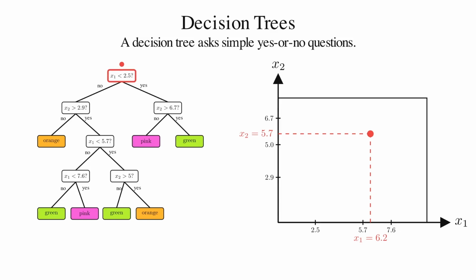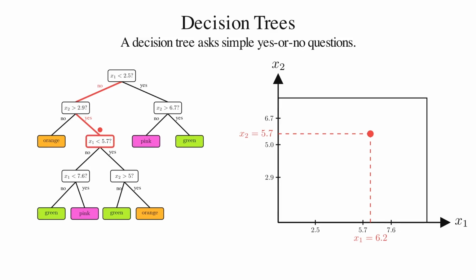First question, is x1 smaller than 2.5? For our point, x1 is 6.2, so the answer is no, and we go left. Next question, is x2 greater than 2.9? For our point, x2 is 5.7, so the answer is yes, and we go right.